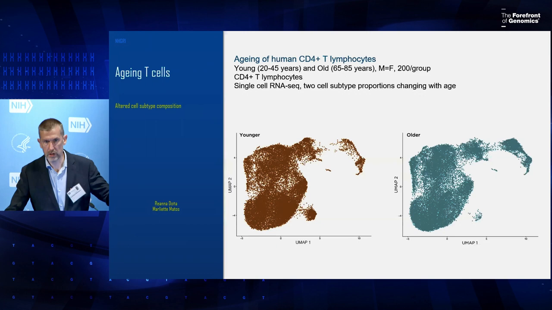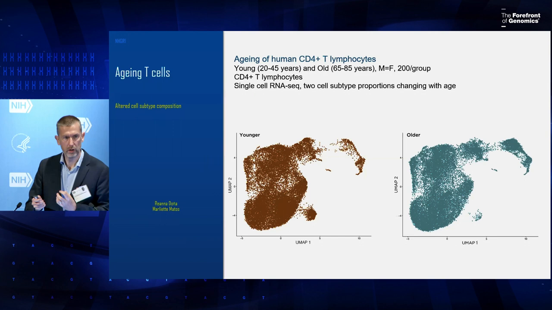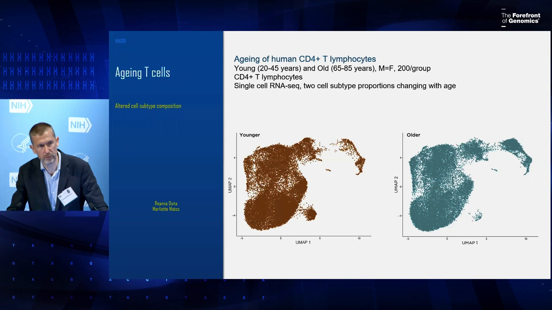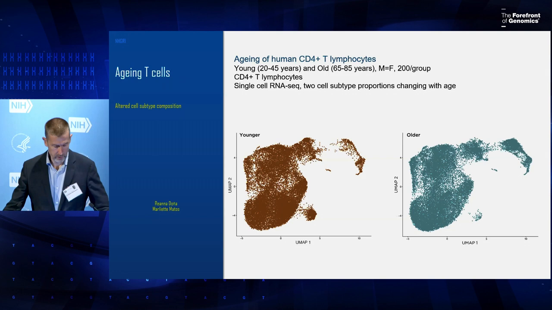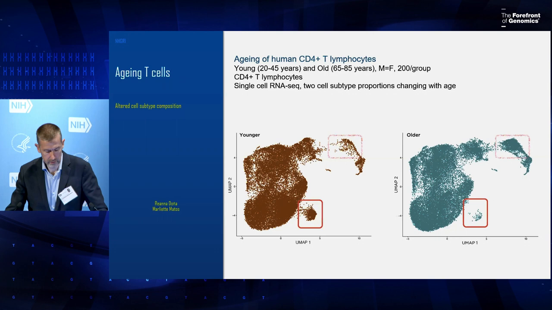The second one here is just to illustrate something quite simple, that you can have altered cell subpopulations within a population of cells. So we were taking CD4 positive T cells from peripheral blood from younger and older individuals. This is a study of aging where epigenetic events are thought to be important. We did single cell RNA-seq, and we saw that there was one group of cells that seemed to decrease with age and another that seemed to increase with age.